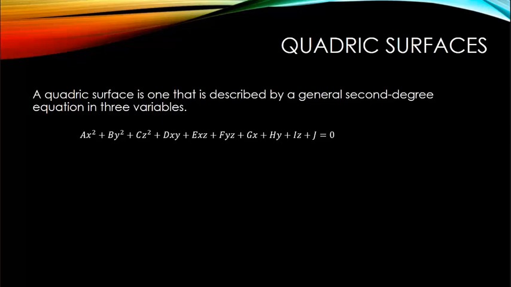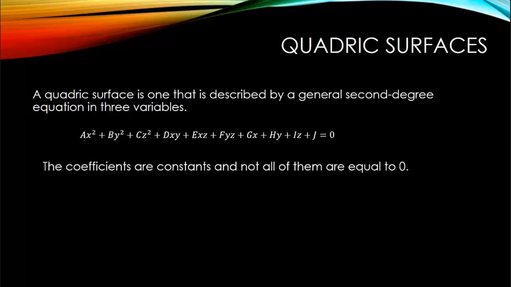It will look something like ax squared plus by squared plus cz squared plus dxy plus exz plus fyz plus gx plus hy plus iz plus j is equal to 0. This is a very general form, and the coefficients, which are constants, will not all be equal to 0.